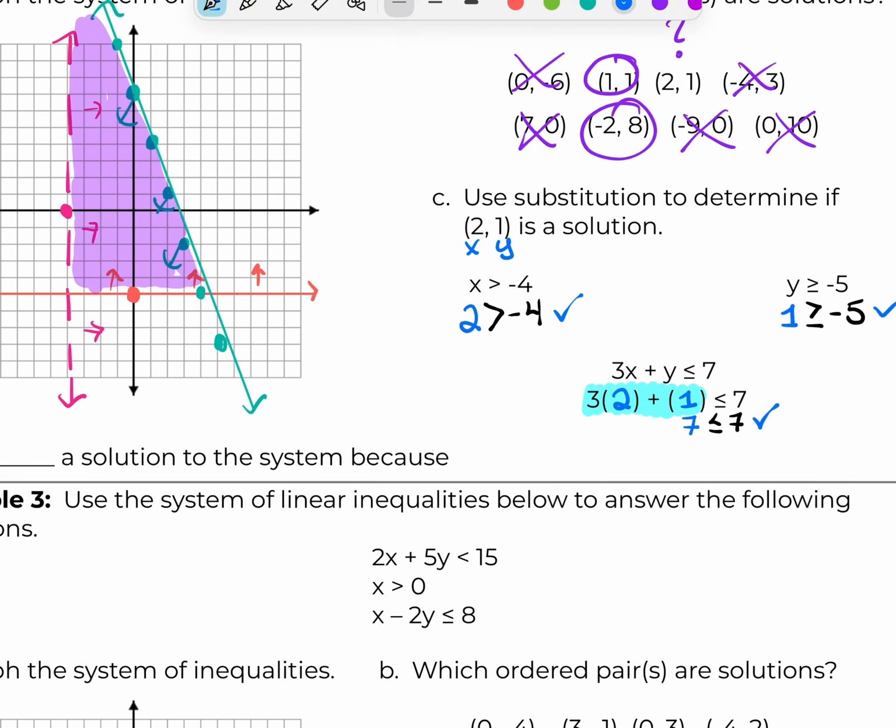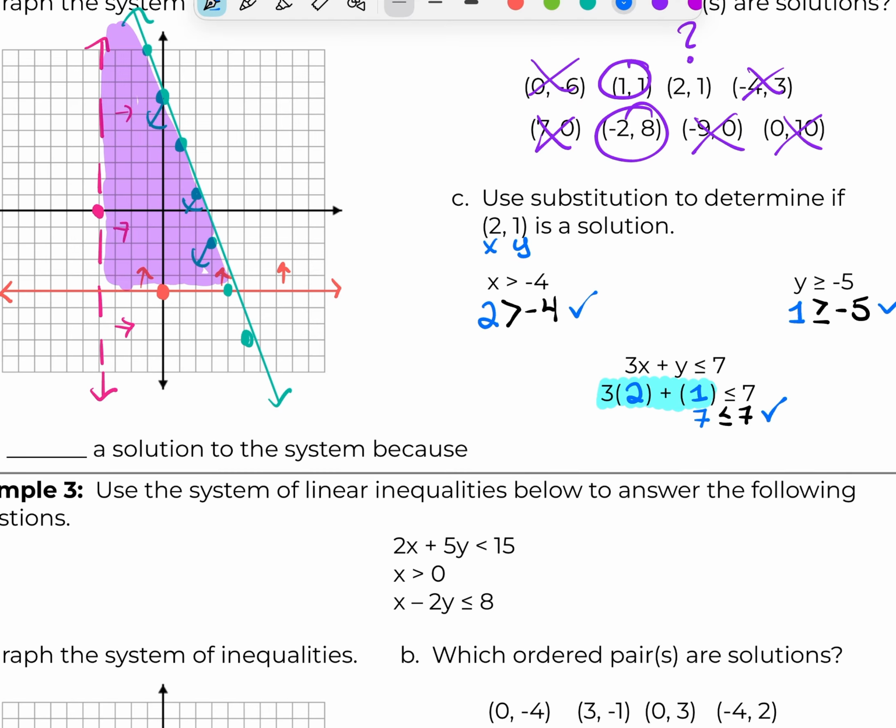So because it works for every inequality in your system, you're going to say that it is a solution because all 3 inequalities are true. They might also use the word are validated. Validated means that you have verified that it is a true statement. So 2, 1 is going to be added to our yes list.